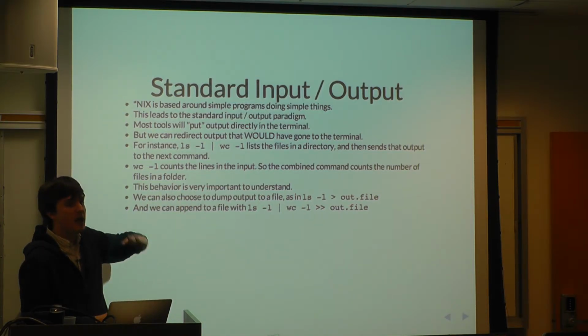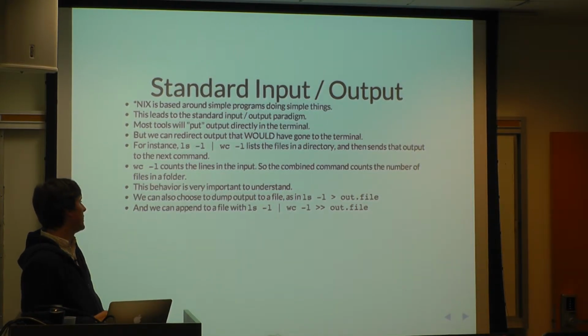We may just want to append to the end of the file, and we can do that. So maybe we want to list all the files in a folder, and then we want to have the number of files in the folder at the end. We could do that with this command. The same thing we did before, count the number of lines in the file, and then append that number to out.file.